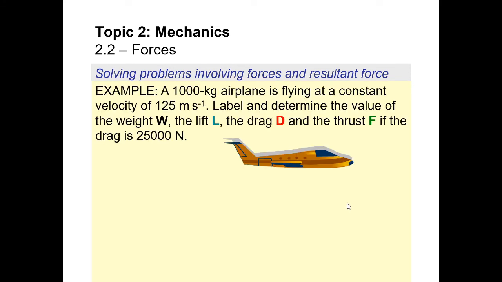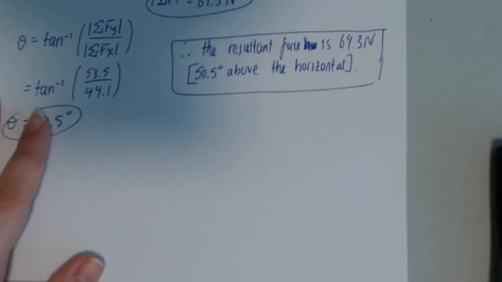This will be our last example for this video. A 1,000 kilogram airplane is flying at a constant velocity of 125 meters per second. Label and determine the value of the weight, W, the lift, L, the drag, D, and the thrust, F, if the drag is 25,000 newtons. I'm going to try to fit this on the bottom of an earlier page. So let's go back to our paper. I'm going to try to fit it here.